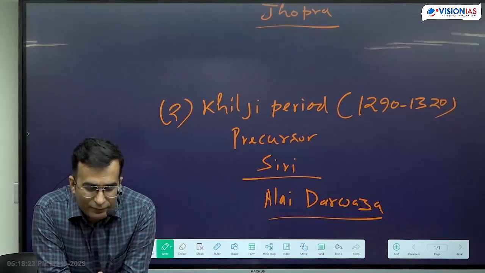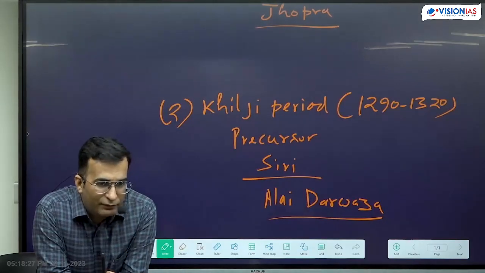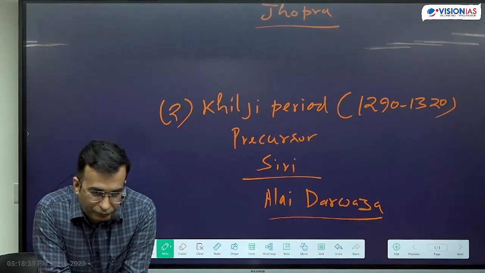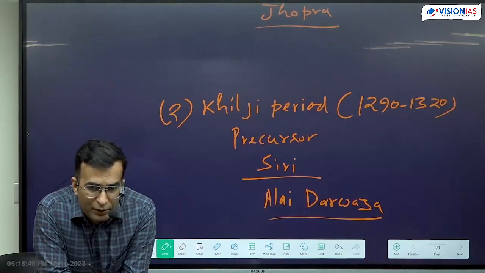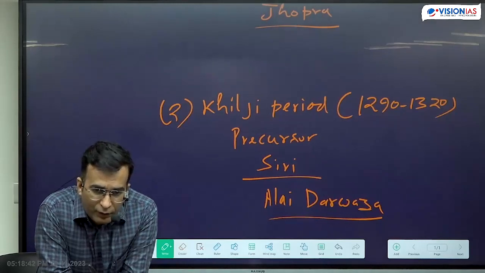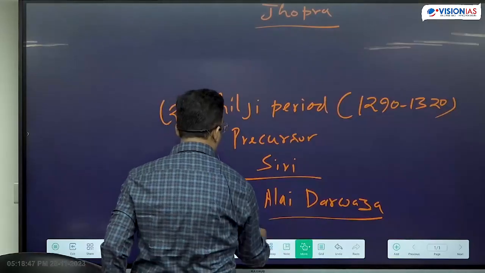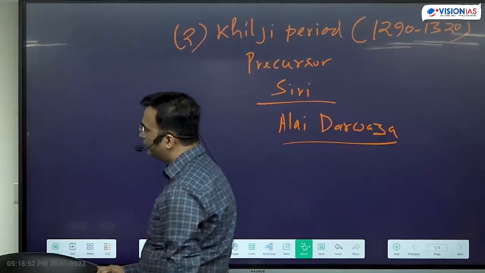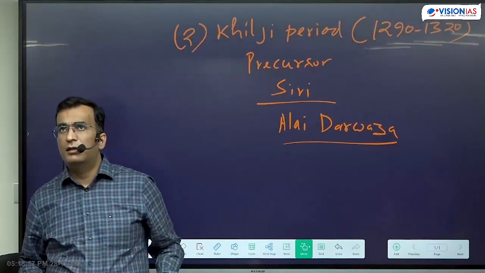Then mention that in 1304, Alauddin Khilji laid the foundation of one of the precursor cities of Delhi, Siri. The spelling is written here.